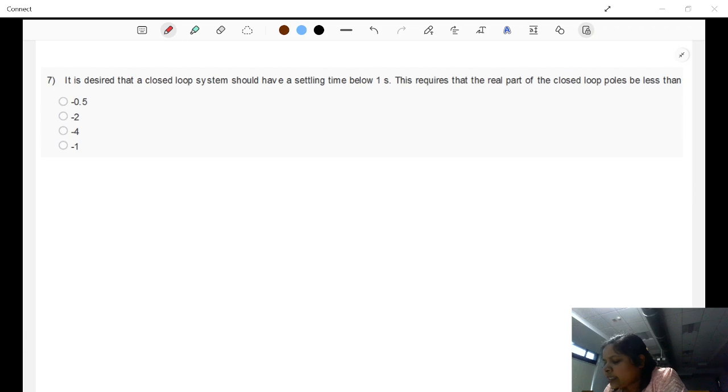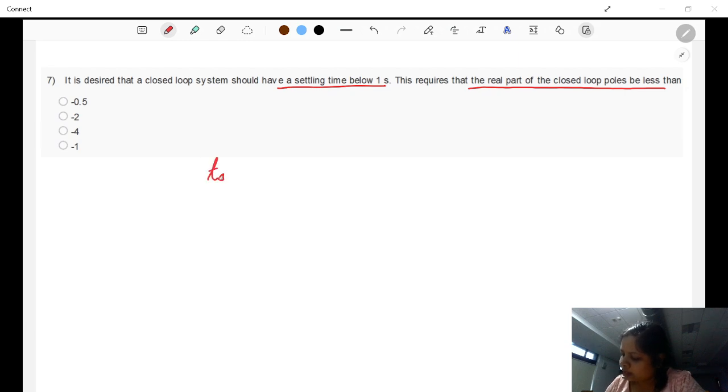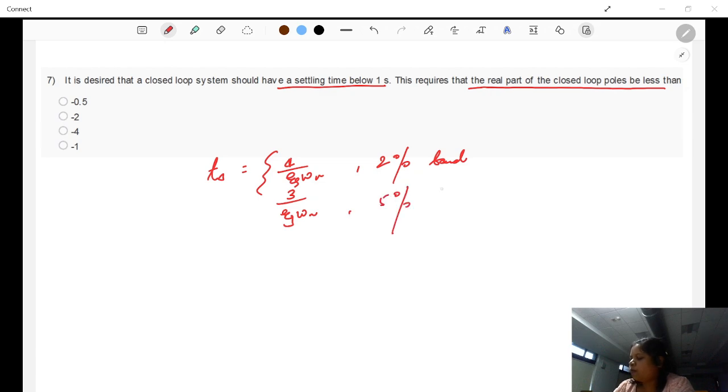Okay. It is desired that a closed loop system should have a settling time below 1 second. It requires the real part of the closed loop pole to be less than... Okay. So what was settling time? We had studied it last time, and it was 4 upon zeta omega n for the 2% band, 3 upon zeta omega n for the 5% band. Okay.